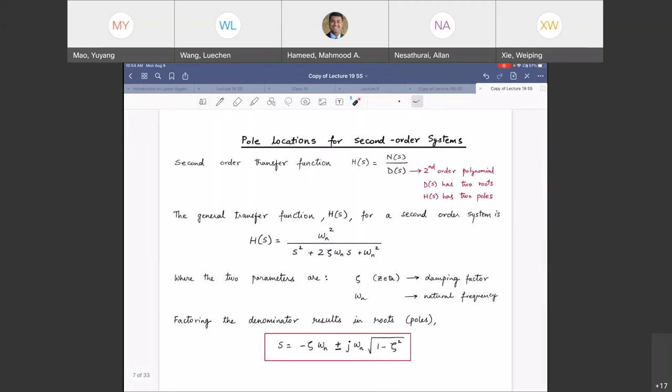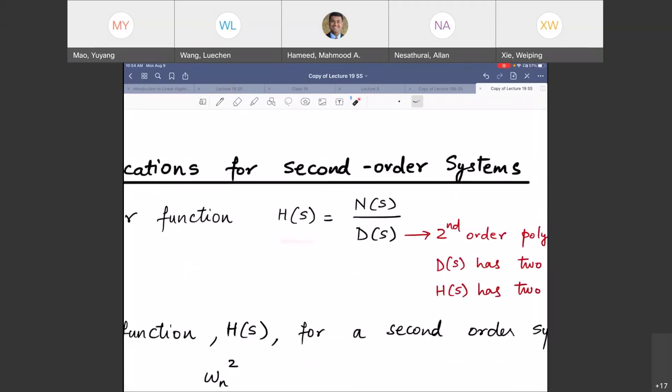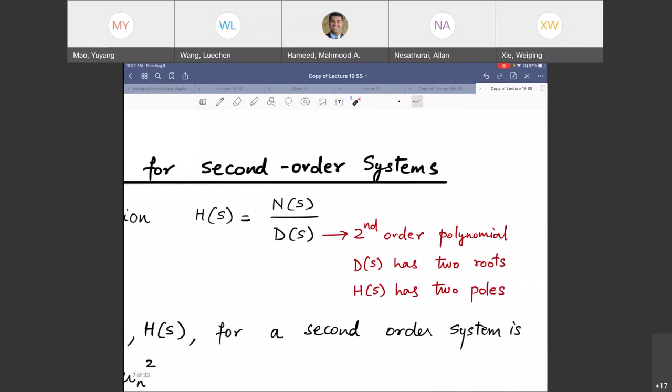Next. Let's talk about the second order system. So the question is, if you have a second order polynomial in the denominator for any transfer function, what does the response of that particular system look like? So what we have over here is the transfer function for a second order system. What makes it a second order system is the denominator polynomial in S has the highest power of S as 2. So D of S has 2 roots. Those are the 2 poles for H of S. So you will see a S squared term in the denominator.